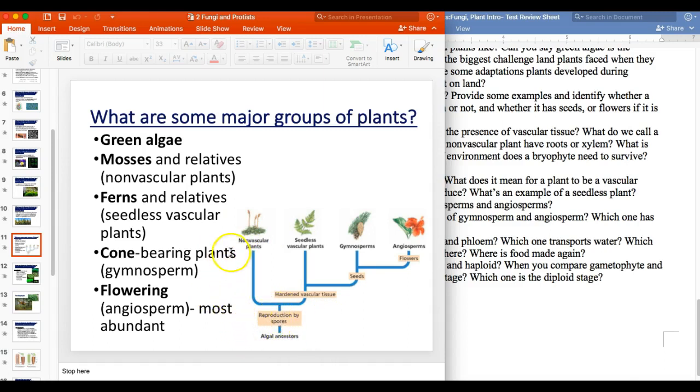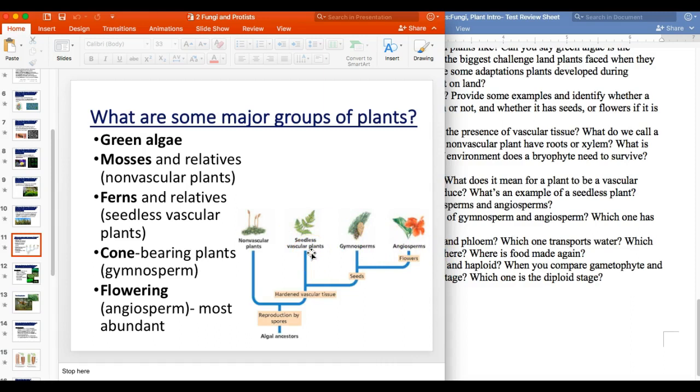Remember, we added a branch over here called green algae. Then there's the non-vascular plant, which does not have a vascular system. They have to stay close to the ground because that's how they get water, and allow water to diffuse throughout the plant, which doesn't take very long. But during plant evolution, plants eventually gained vascular tissue, which gave rise to all three of these plants: the seedless vascular plant, gymnosperm, and angiosperm.